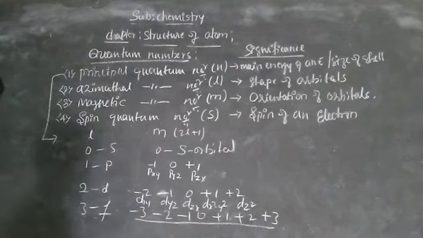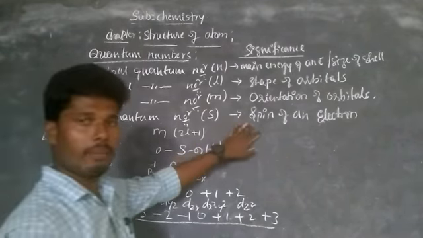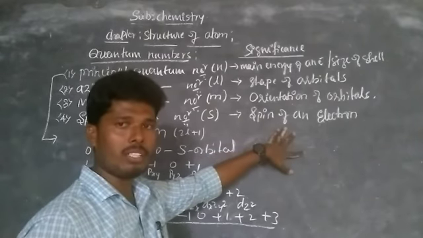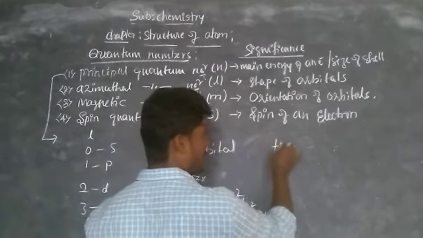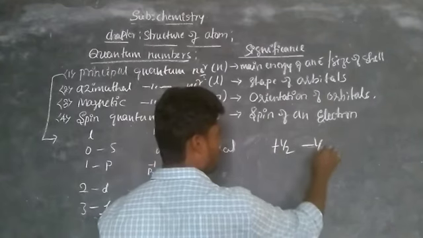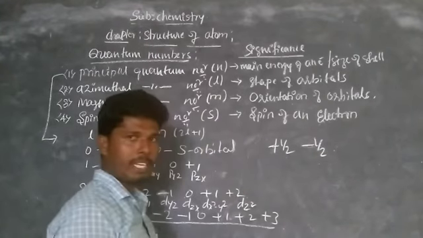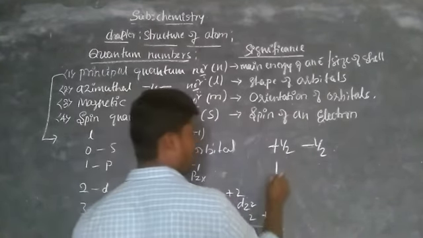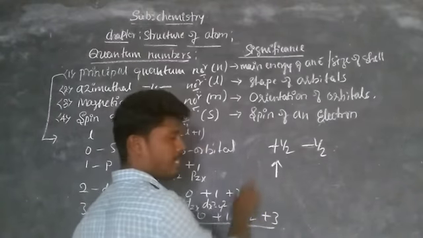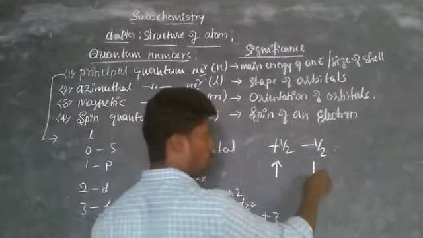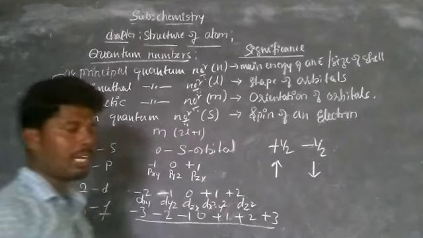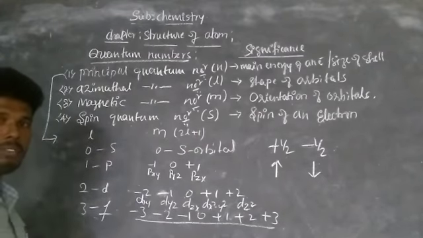Then last one, spin quantum number. The spin quantum number indicates what? It signifies the spin of an electron. It means for an electron there are two types of spin, that is plus half spin and minus half spin. There are two spins for an electron. If the spin is in up direction, that is plus half. If the spin of an electron is in down direction, means downward, that is minus half. These are the two types of spins indicated for all electrons.